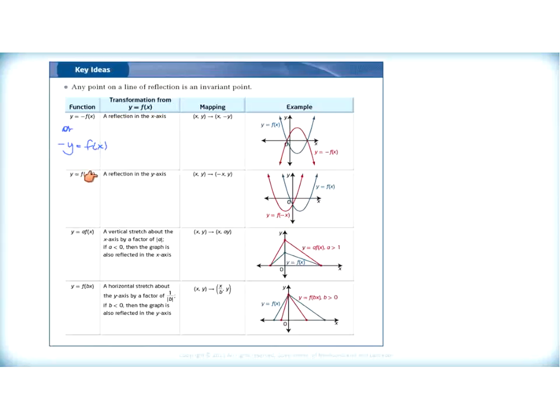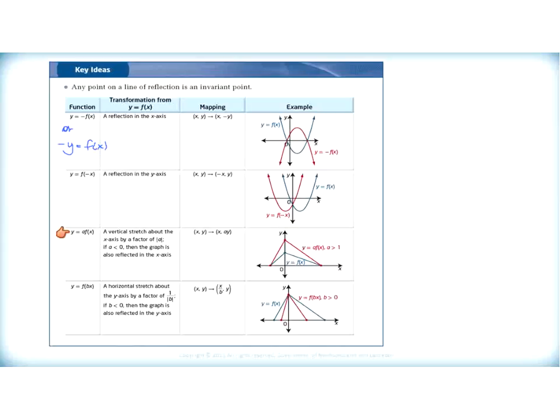If I get a negative in front of the x, like I see here, it results in a reflection in the y-axis. And my mapping rule looks like this: (x, y) maps to (-x, y). And again, it's a reflection in the y-axis.